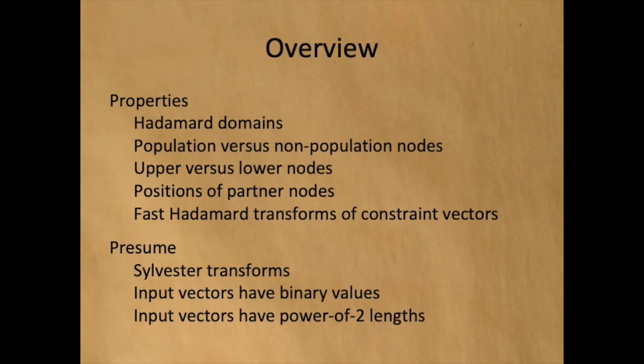Upper and lower nodes distinguish between whether values are added or subtracted. Partners are the other nodes within a box. And we delve into the fast Hadamard transforms of constraint vectors.